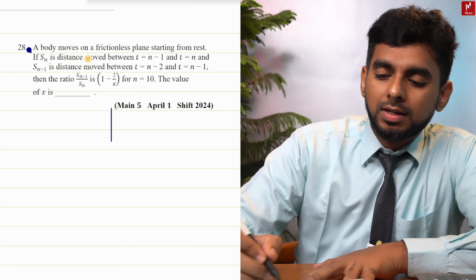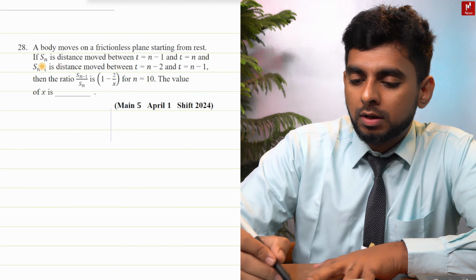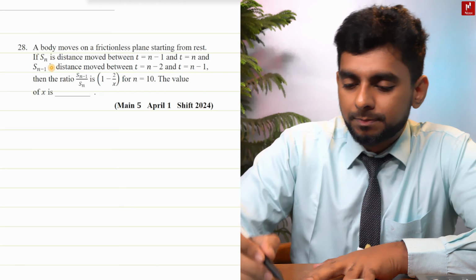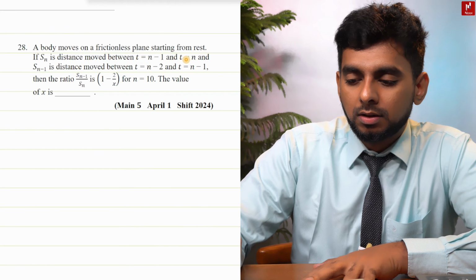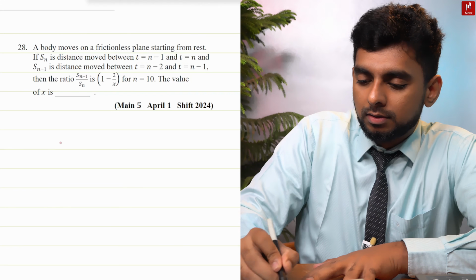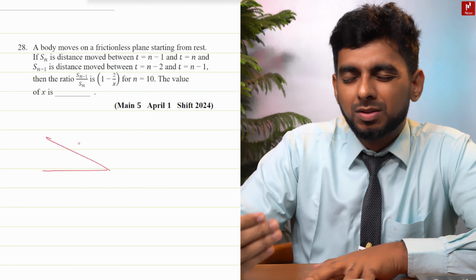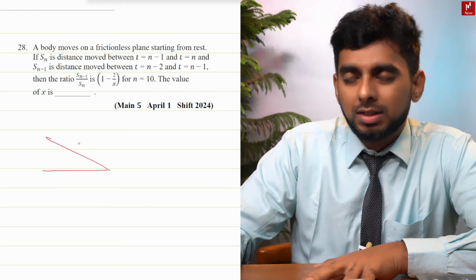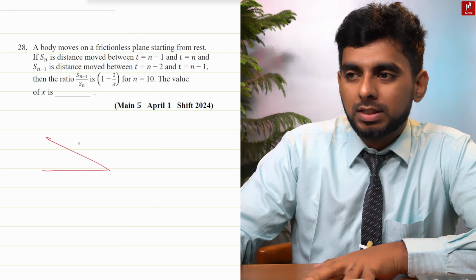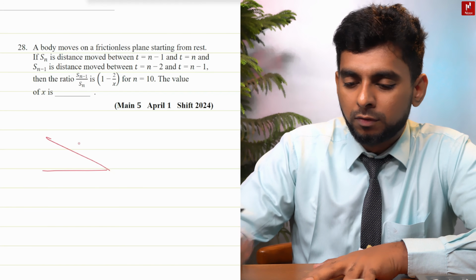From now onwards, you'll get numerical type questions. You have around 4 or 5 questions that I've chosen for you. So this 28th question is: a body moves on a frictionless plane starting from rest. You have a plane, and that frictionless plane has no friction. In the laws of motion chapter, we'll learn in detail about friction, the inclined plane, and all those things. As of now it's not going to play any important role for this question.